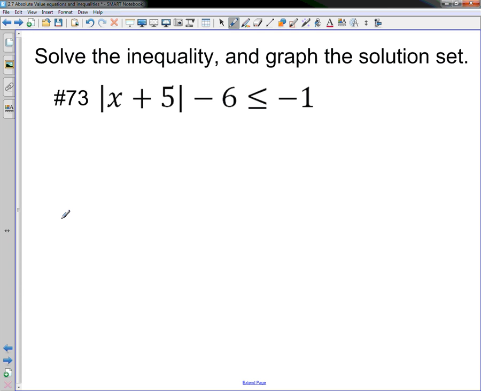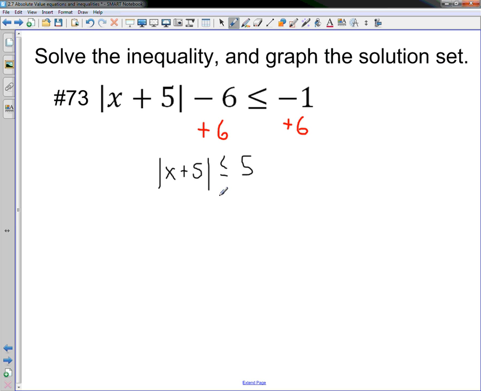All right, go ahead and pause and give this one a try, and then when you're done, come back and I'll show you how to do it. Welcome back. All right, hopefully you were able to figure this one out, but let's go through the steps. First thing we want to identify is this minus 6 is on the same side of the inequality, so we need to move it over first before we do anything. And that gives us the absolute value of x plus 5 is less than or equal to 5. So I've moved it over.